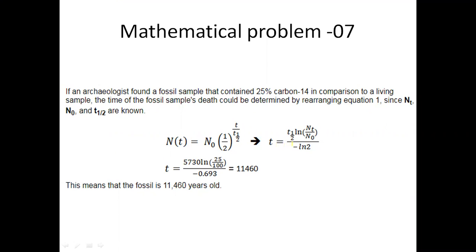From this equation we can write t is equal to t half times ln of N by N naught divided by ln half, that is ln 2. By putting all these values, because we have the given values in the problem, we can get the time as 11460 years. This is the age of the fossil.